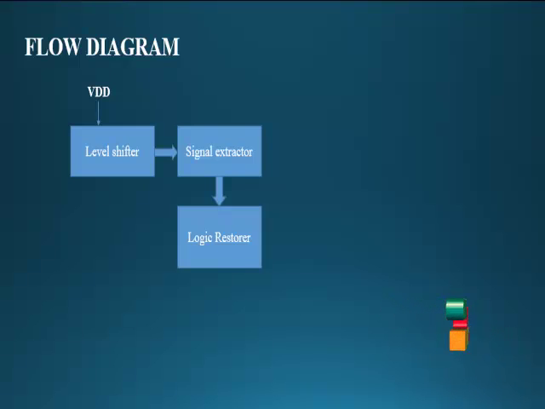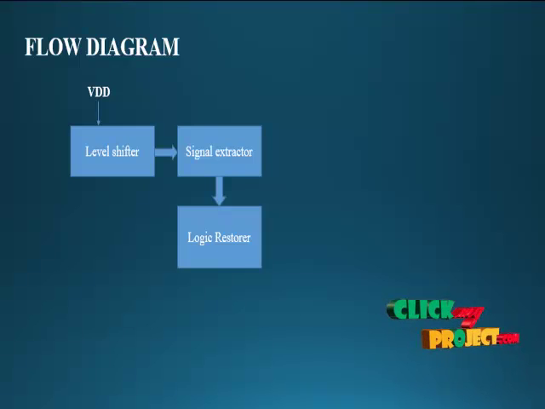The PLC receiver consists of three blocks, each sharing the same supply voltage. The first block is a level shifter, which lowers the DC level of the signal superimposed on the supply voltage. The level shifted signal is processed by the subsequent block, a signal extractor, which amplifies the signal into a differential signal. The logic restorer, which is a differential Schmitt trigger, recovers logic values from the differential signal. The design and operation of each block is explained.